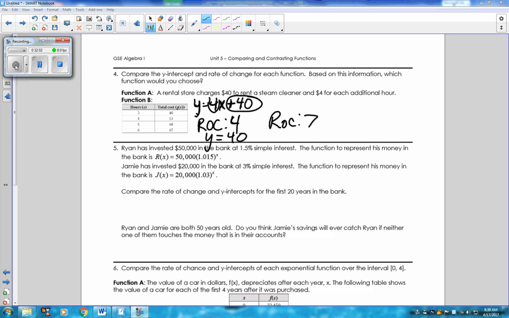To find the y-intercept of a table when the y-intercept is not given, you have to figure out how to get back to 0. The easiest way to do that is find how much is being added from one number to the next, which is 7. Then you just multiply 7 times 3.